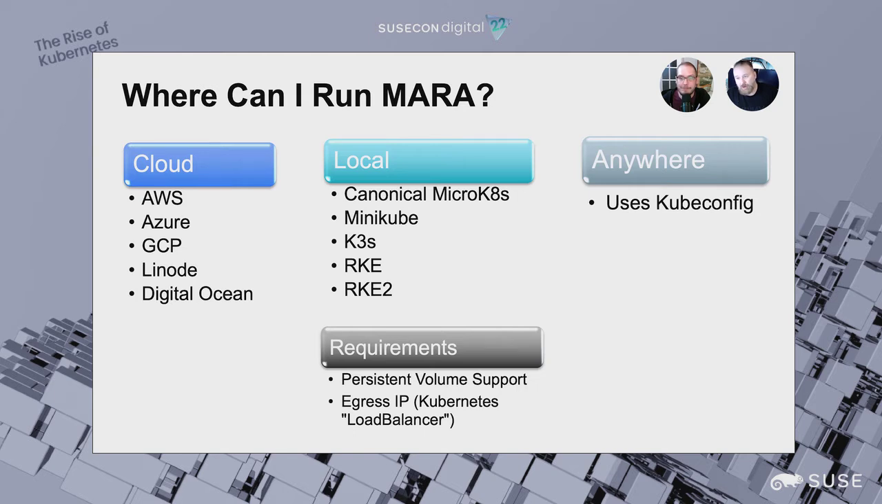There are two requirements, and that is you have persistent volume support, and that you have the ability to assign an egress IP, what Kubernetes refers to as a load balancer. If you can do that, then you can run Mara.